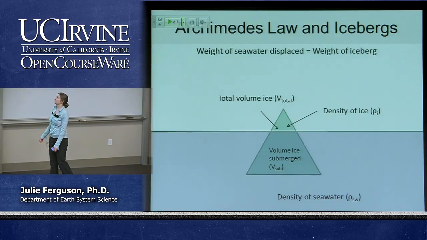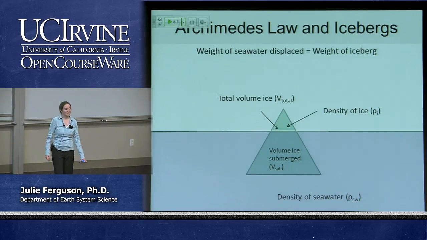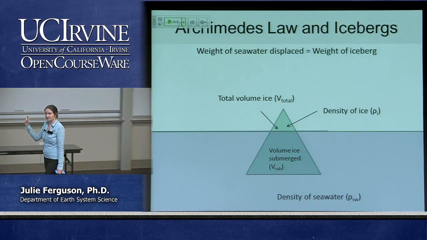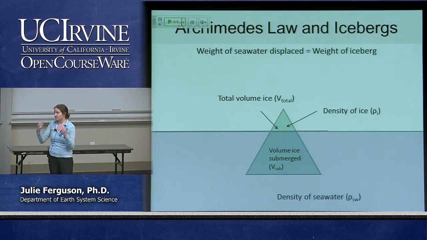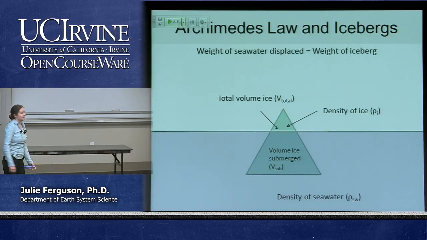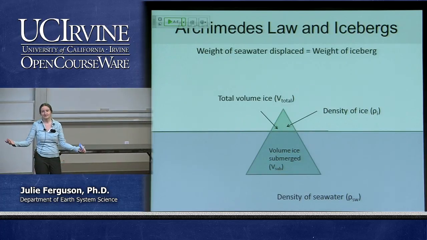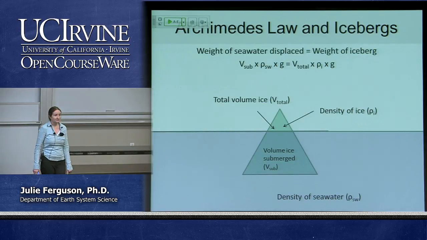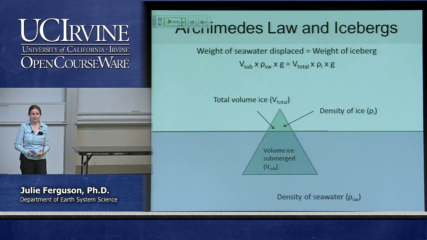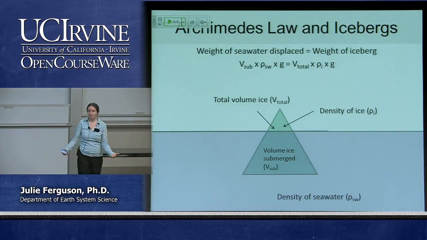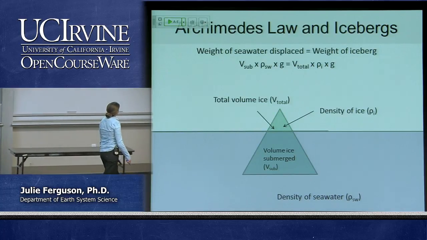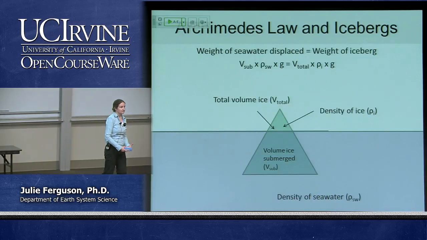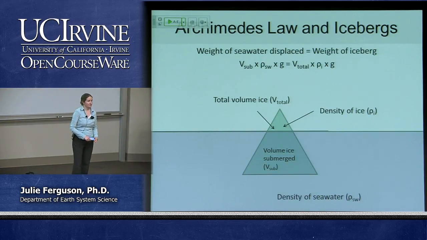What am I going to think about with the weight of the seawater displaced? What volume of seawater have I displaced? The only other V on there is the V submerged. If that's how much volume of ice there is under the water, that's how much water I made go somewhere else. What is the density I'm going to use for seawater? Seawater. I think I'm making this more complicated than it is. So the weight of seawater displaced is V sub times the density of seawater times gravity. And that is equal to the weight of our iceberg, which is the total volume times the density of ice times gravity.